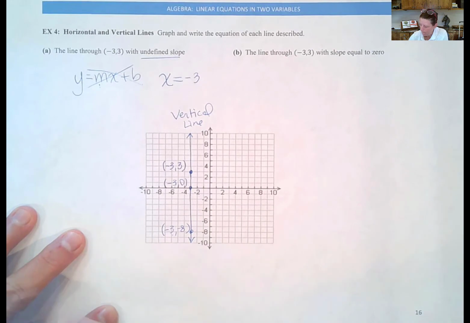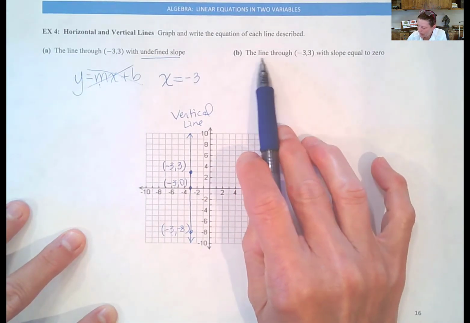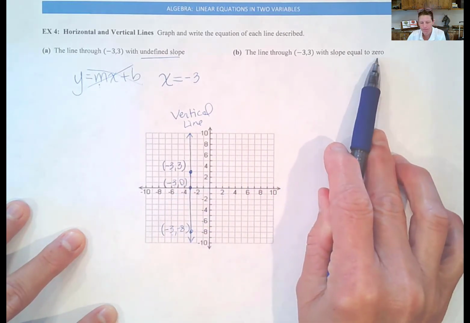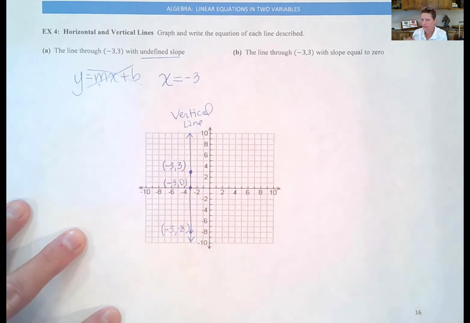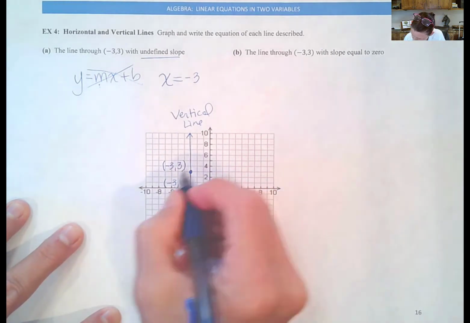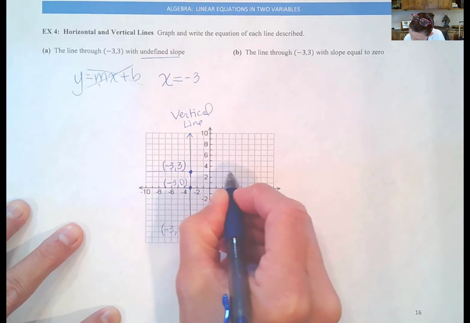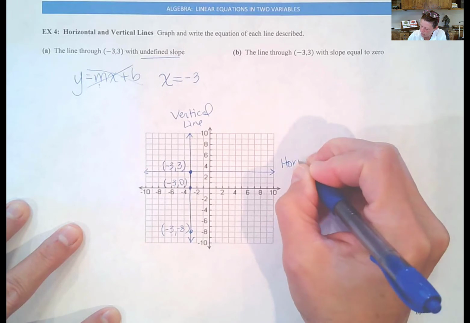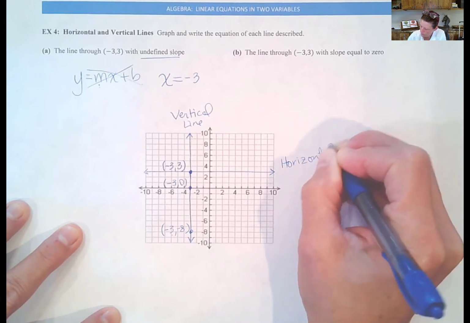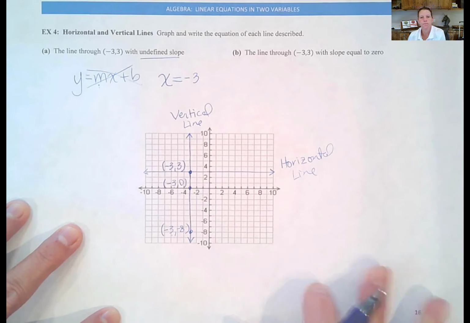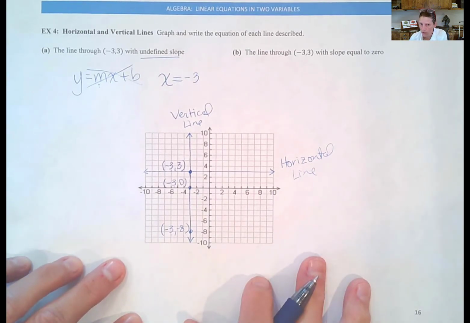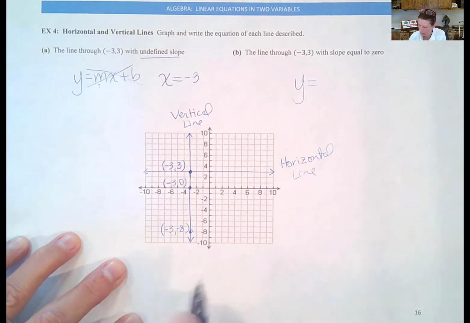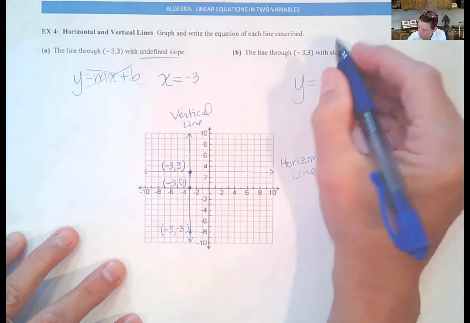In part B, we want to graph and write the equation of the line through this same point, -3, 3, with a slope equal to 0. If the slope is equal to 0, that's telling us that this is a horizontal line. Okay, so horizontal line. Okay. Now, every horizontal line looks like y equals some number, okay? And in this case, it will be y equals 3.